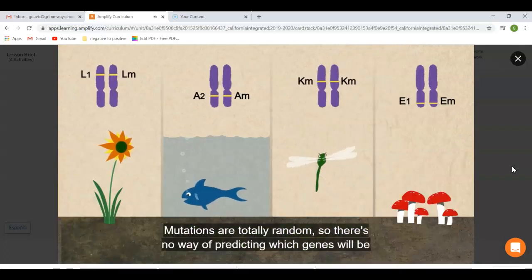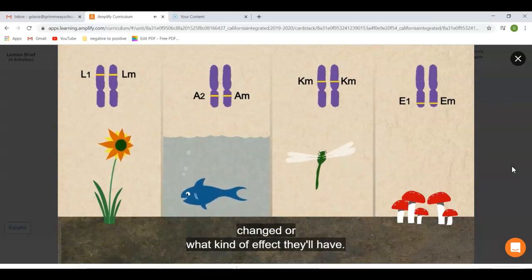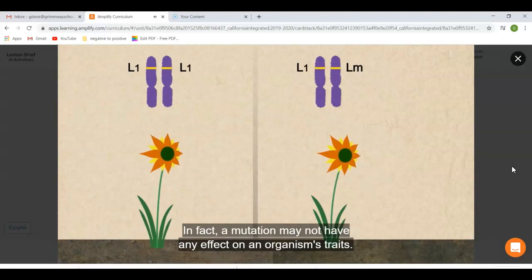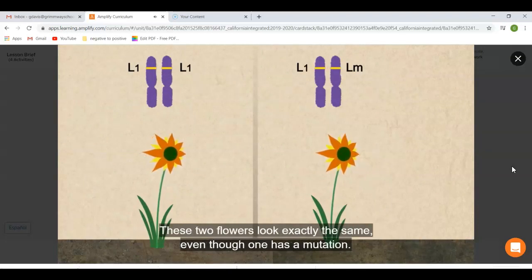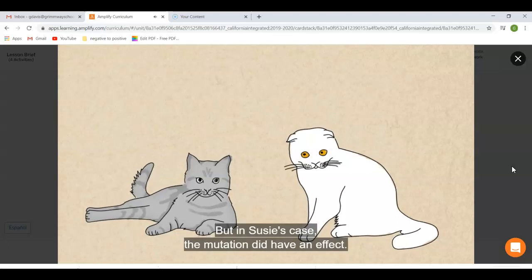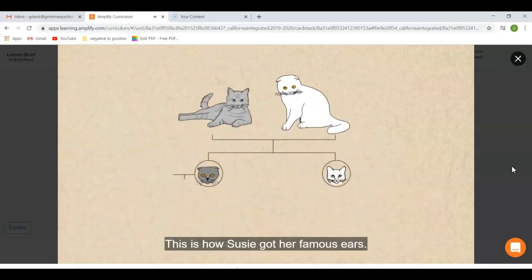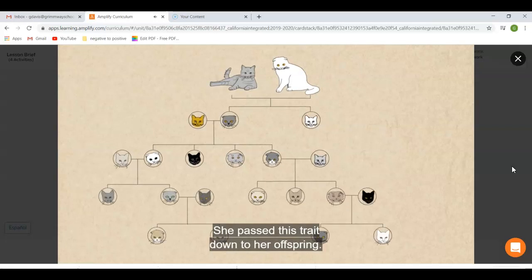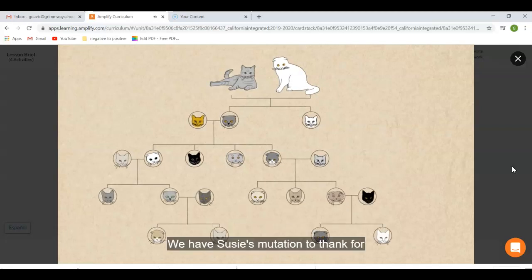Mutations are totally random, so there's no way of predicting which genes will be changed or what kind of effect they'll have. In fact, a mutation may not have any effect on an organism's traits. These two flowers look exactly the same, even though one has a mutation. But in Susie's case, the mutation did have an effect. This is how Susie got her famous ears. She passed this trait down to her offspring. We have Susie's mutation to thank for the Scottish fold cats we see today.